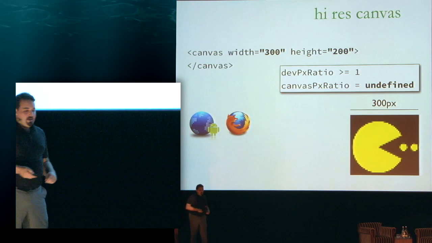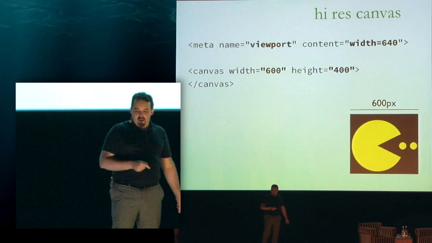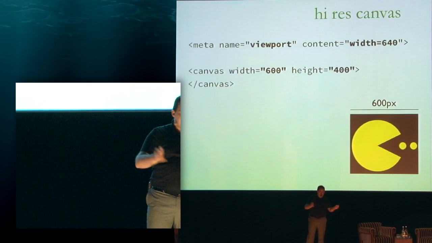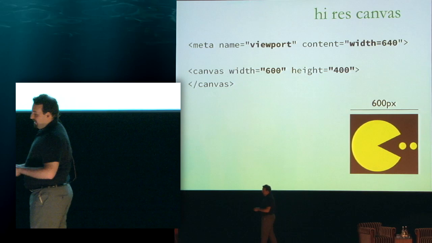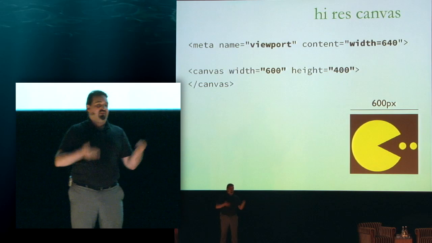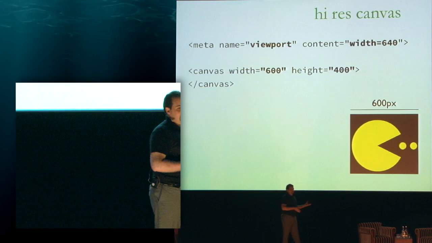Solution number one, I'm not saying it's the best one, is changing the viewport. Instead of using the default viewport, you can use any other value, for example 640, and then define a canvas of 640. The problem here is that if you are sharing the canvas with other content on the screen, then everything is smaller than the default size. So it's not a good idea unless it's a full screen canvas. You need to change font size, and that's not a good idea.